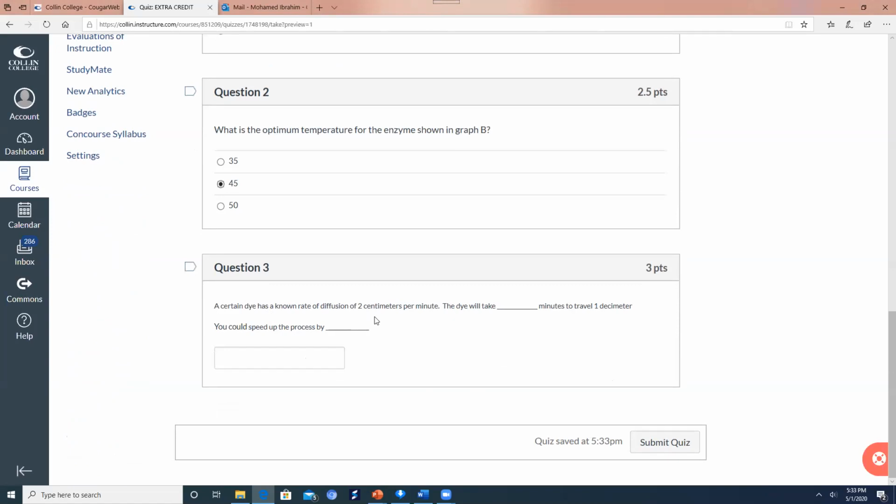It says, if you have a dye and you do some kind of diffusion, which is basically movement from high concentration to low concentration.